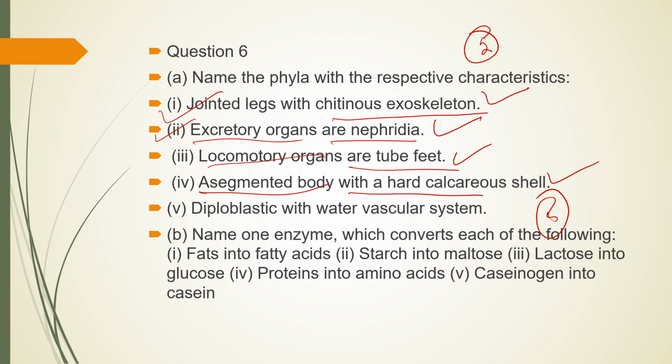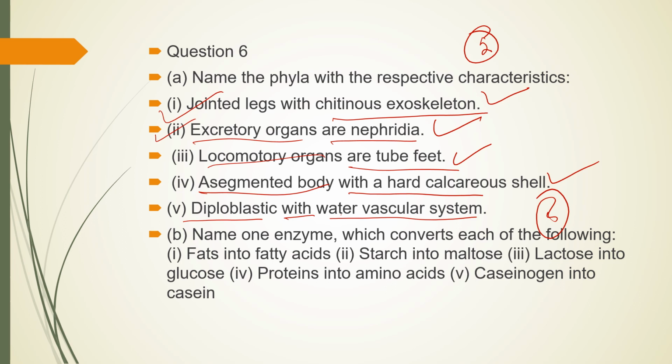You have to write the name of those phyla which are having these respective characteristics. Now the last one is diploblastic with water vascular system. Is it clear? You will have to think on which basis, on which characteristics they have been classified, and on that respective characteristic you are writing the name of the phyla.